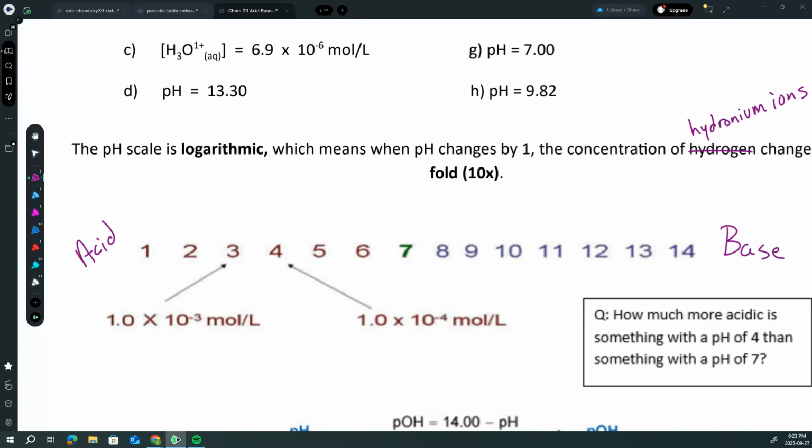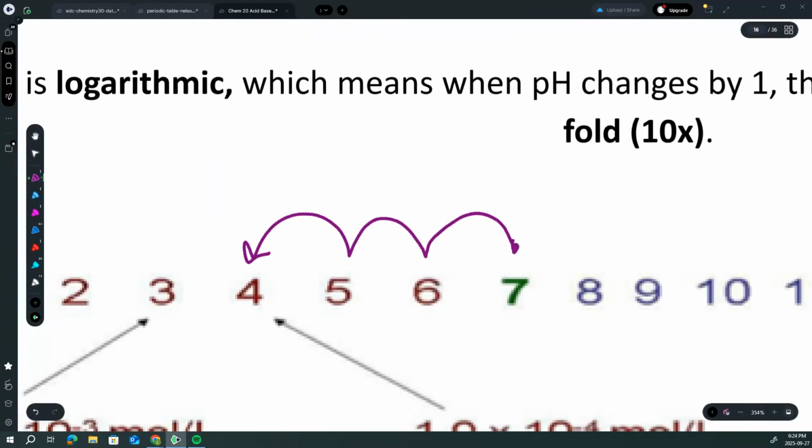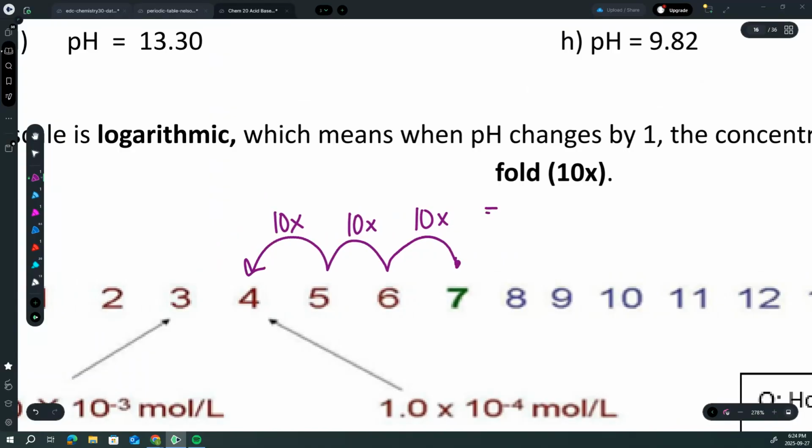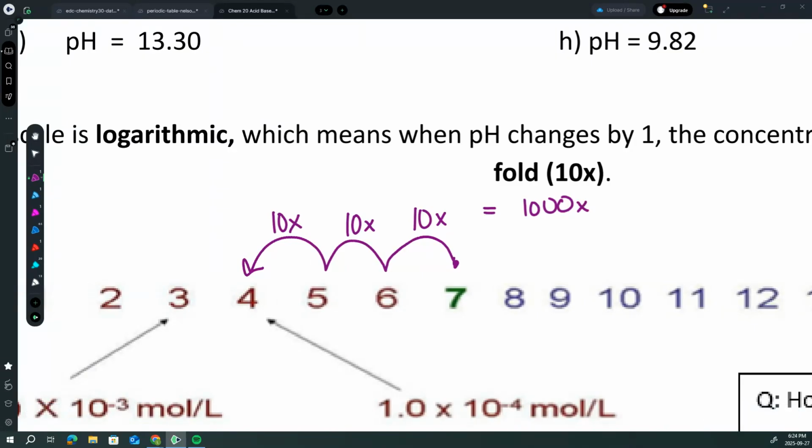So let's say we had a solution that started at a pH of 7, and let's say the pH of it decreased to a pH of 4. So it went 1, 2, 3. Every time we move one pH unit, your concentration of hydronium is going to change by 10 times. So this is going to be 10 times 10 times 10, that's equal to 1,000. So this is 1,000 times.